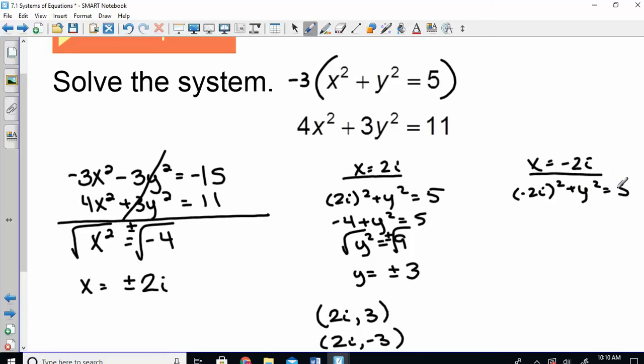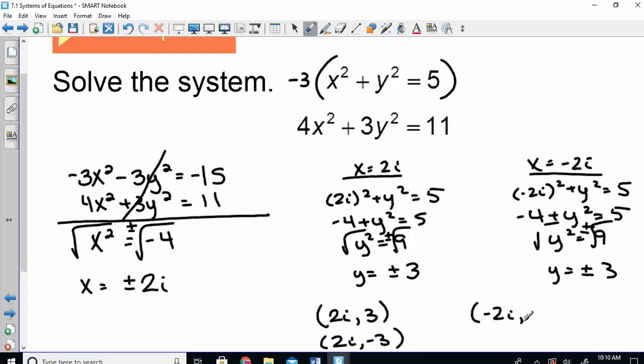What happens if you put in negative 2i? We still get the same thing, don't we? Negative 2i times negative 2i is 4i squared, which is negative 4. So square root plus minus, we still get positive and negative. So we've got negative 2i, positive 3, and negative 2i, negative 3.